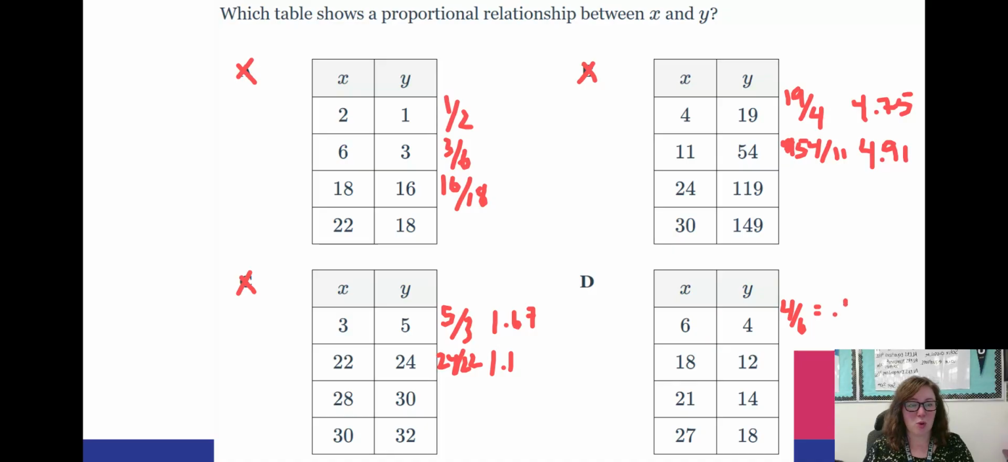4/6 equals 0.6 repeating. 12/18 equals 0.6 repeating. 14/21 equals 0.6 repeating. And 18/27 equals 0.6 repeating. So this is proportional. The constant of proportionality is 0.6 repeating, which happens to be the fraction 2/3.